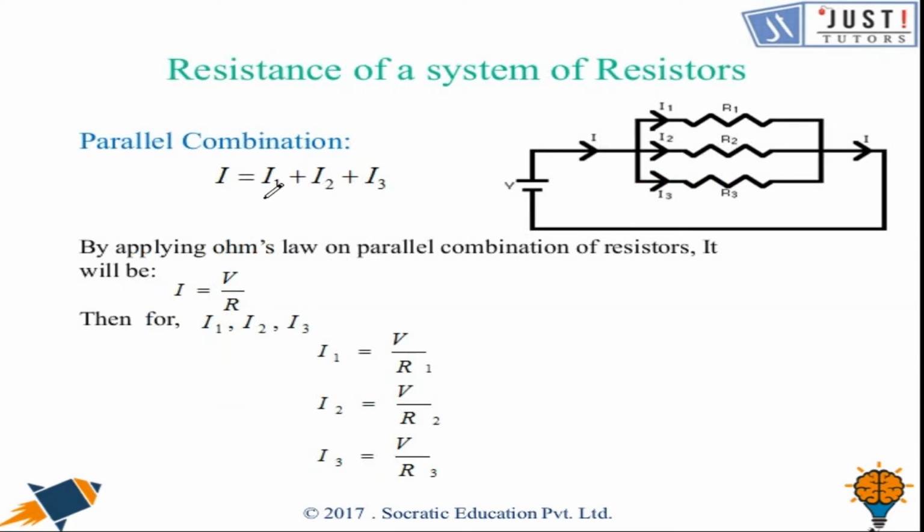Now we'll start with parallel combination. As the name suggests, we will look into circuits where resistors are joined in parallel, as in this picture. It is observed that the total current flowing inside the circuit is the sum of the currents flowing in the different parts of the circuit. So the total current is I is equal to I1 plus I2 plus I3. By applying Ohm's law to a parallel combination of resistors, I is equal to V over R. According to it, I1 is equal to V over R1, I2 is equal to V over R2, and I3 is equal to V over R3.